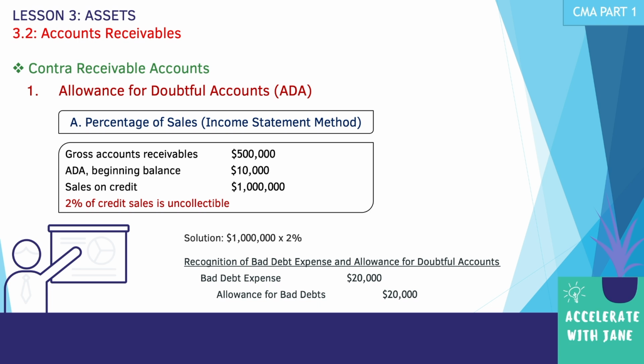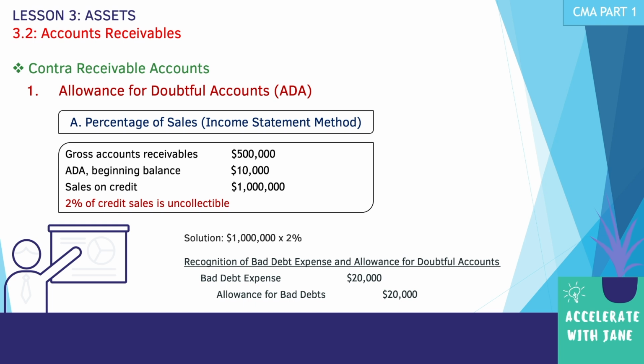So I assume that you already have a background in terms of the dual entry method of accounting, right? So we have a debit side and we have a credit side. Okay, so here the debit side, bad debt expense, is an income statement account. And the credit side, allowance for bad debts, this is the contra receivable account which is being deducted from the accounts receivable in order to arrive at the net realizable value of the accounts receivable.